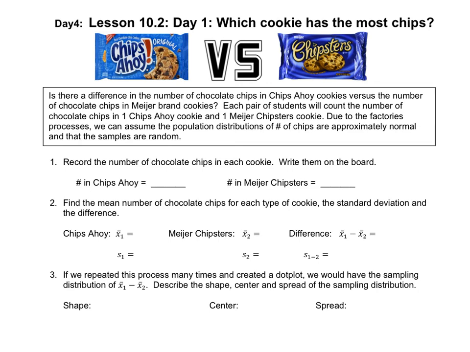We are in section 10.2 and we're going to be taking another look at hypothesis testing. Today our research question is: is there a difference in the number of chocolate chips in Chips Ahoy cookies versus the number of chocolate chips in Meyer brand cookies? Each pair of students will count the number of chocolate chips in one Chips Ahoy cookie and one Meyer Chipsters cookie. Due to the factory's processes, we can assume the population distributions of numbers of chips are approximately normal and that the samples are random.